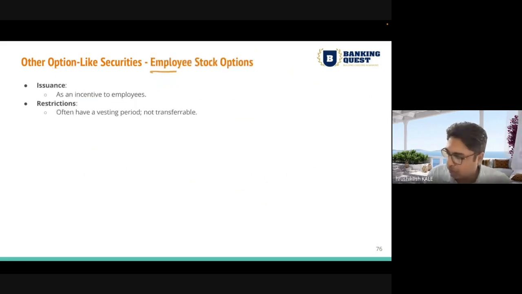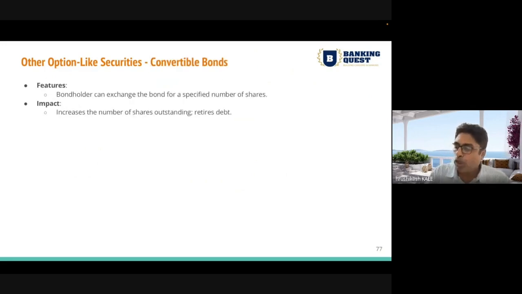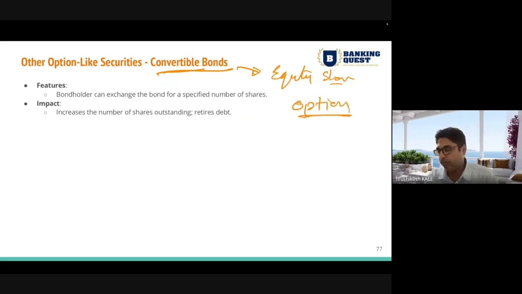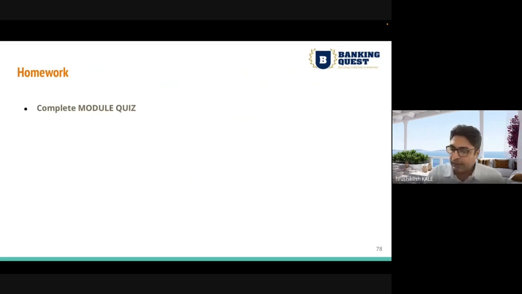Employee stock options, ESOPs. I'm not going to spend time on it. You have convertible bonds, the bonds which can be converted into equity shares. Basically, you have an option to convert it into equity shares. Those are called convertible bonds. Great. That's it from my side.